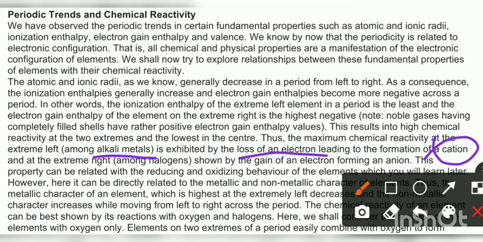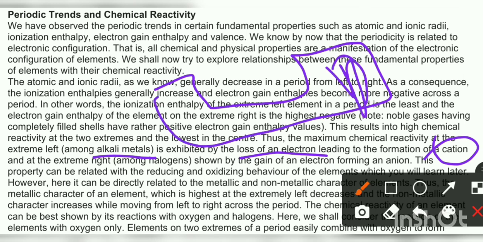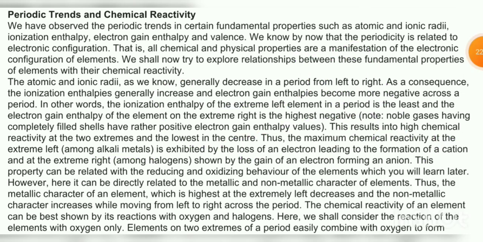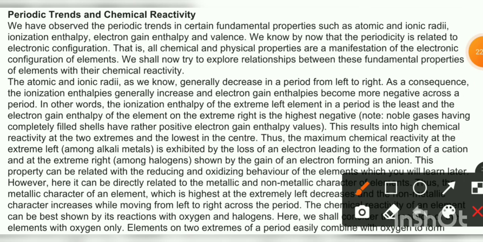Similarly, the elements present on the extreme right side of the periodic table have a tendency of gaining electrons. When we add an electron, a larger amount of energy is released, so a more negative electron gain enthalpy is observed on the right side of the periodic table. The ionization enthalpy is low. All these things lead to the formation of anions.